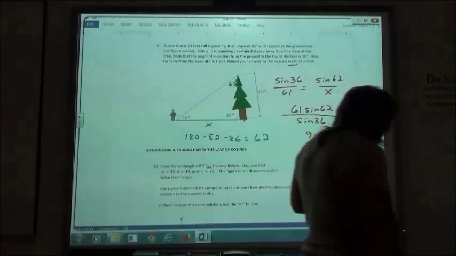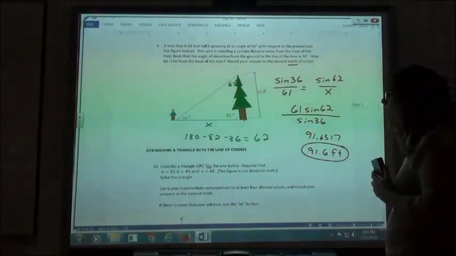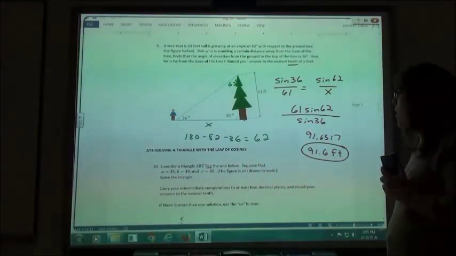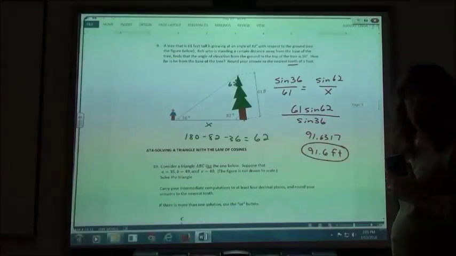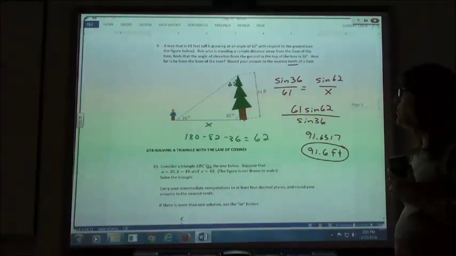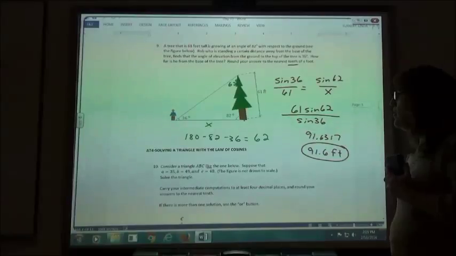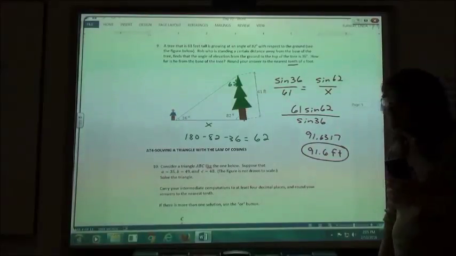So law of sines, when I have two angles and a side, the law of sines is probably the easiest one to use to find the missing information from your triangle. Two angles and a side.